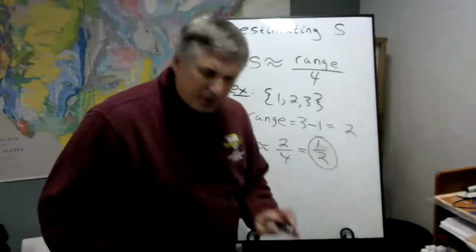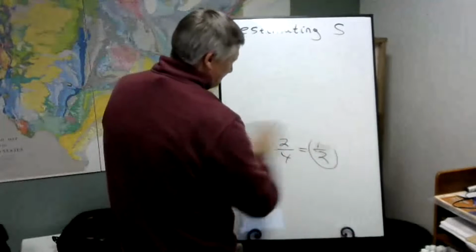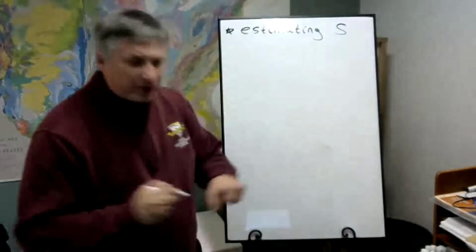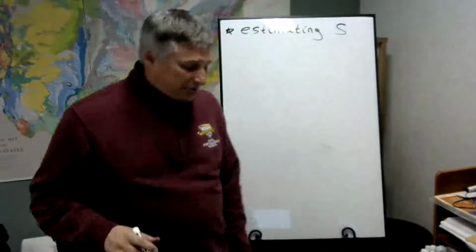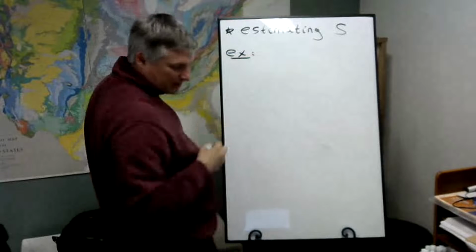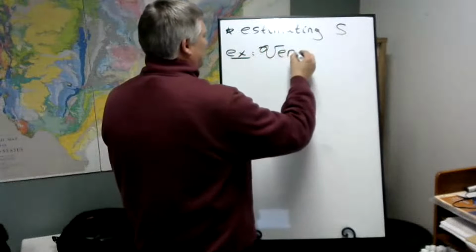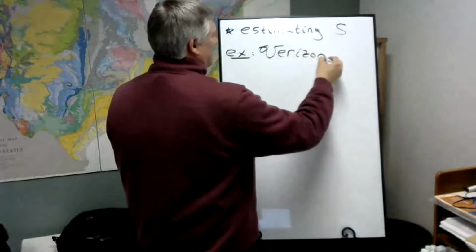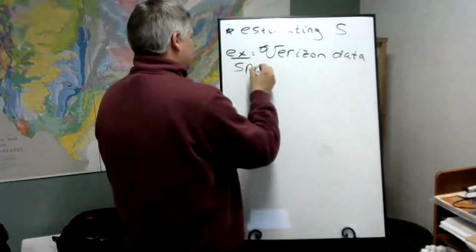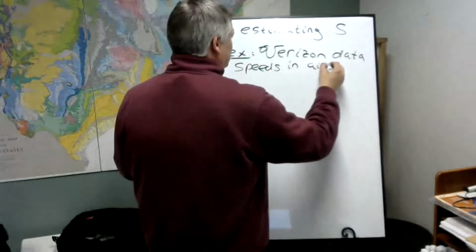So let's try another data set here. Another example we could use. Now this is a data set we're going to be doing a lot with, especially in the next section. We're looking at Verizon. This is from the text. Data speeds in airports.